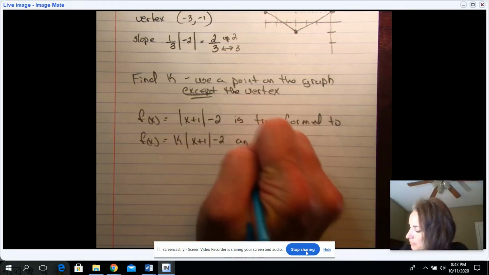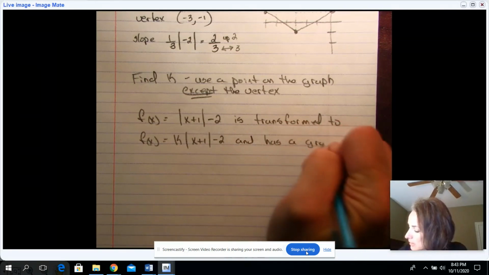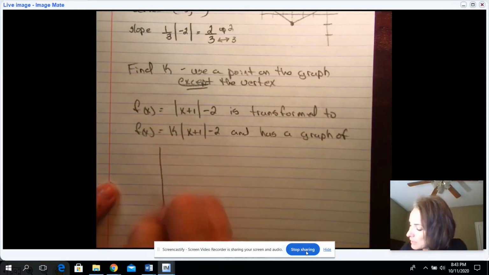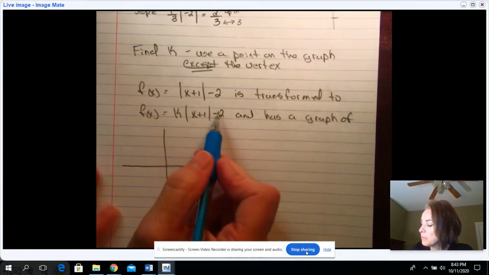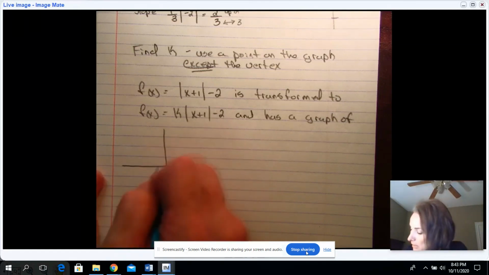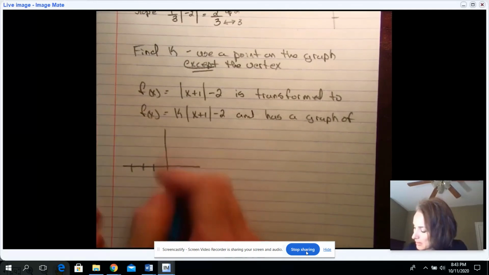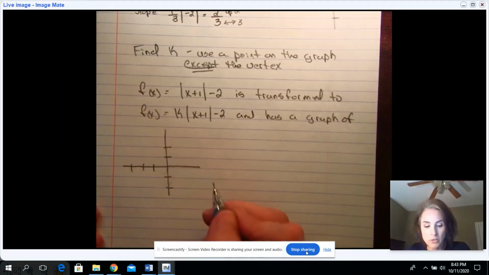And it has a graph of, so here's the graph. So they would give you the graph, and then we're going to pick a point on the graph to plug in and solve for k. So let me give you a couple points on this graph. Here, let me do it this way. And this is your last example.